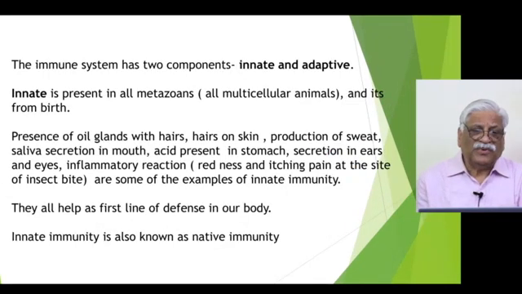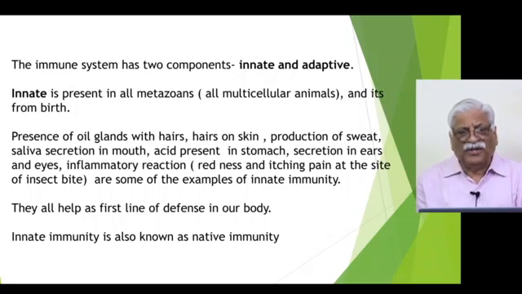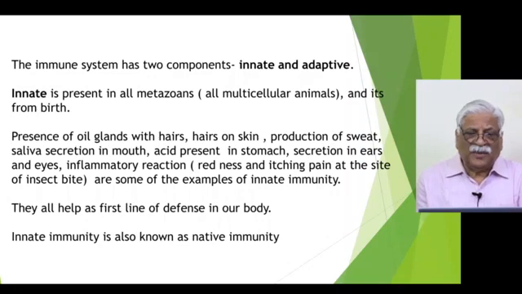The immune system also has two components. One is known as innate and another is known as adaptive. Innate immunity is present in all metazoans, meaning all multicellular systems, and this innate system always remains in them right from birth.